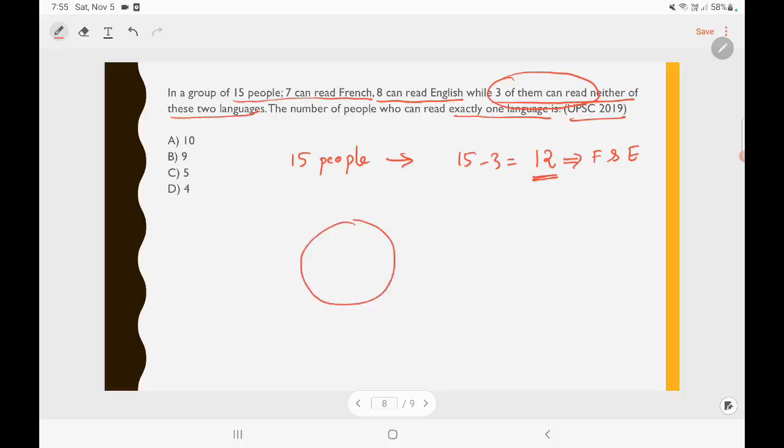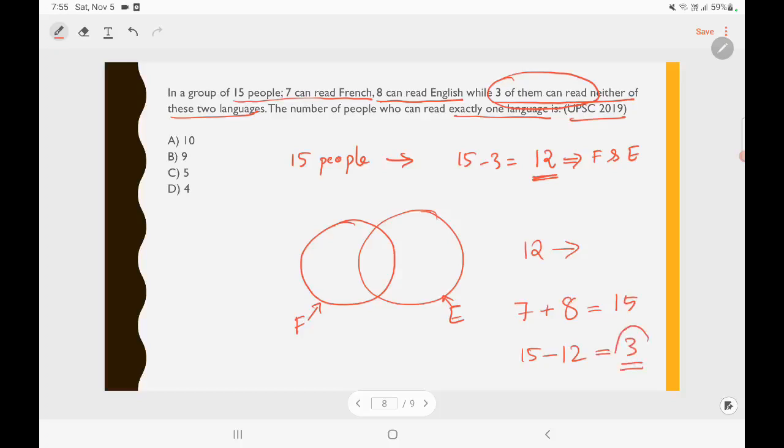So we will draw a Venn diagram. Let's assume that this left circle represents French and right circle represents English. So 12 persons will be there in the whole of this diagram. Then you have 7 people who can read French and 8 people who can read English. So you need to add 7 plus 8. You will get 15. Then from 15 you need to subtract 12. Then you will get 3. So there will be 3 persons who can read both English and French. So you need to write 3 here.